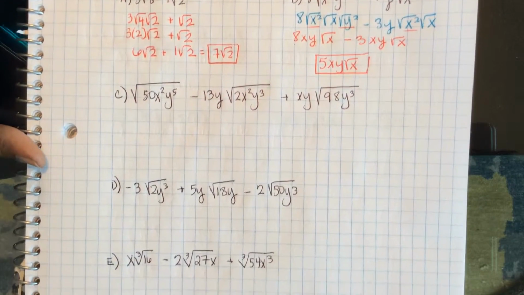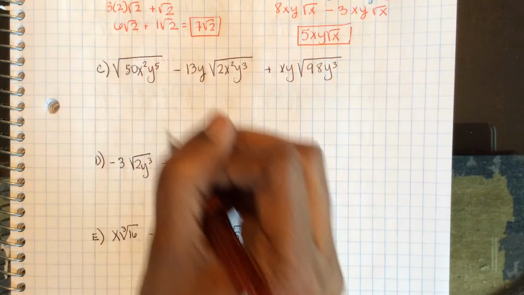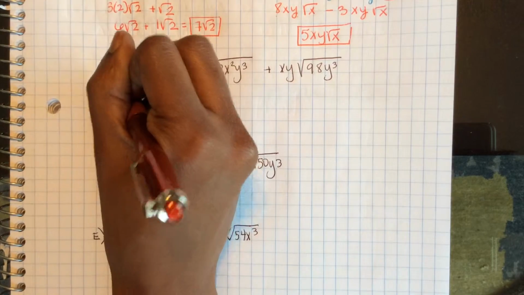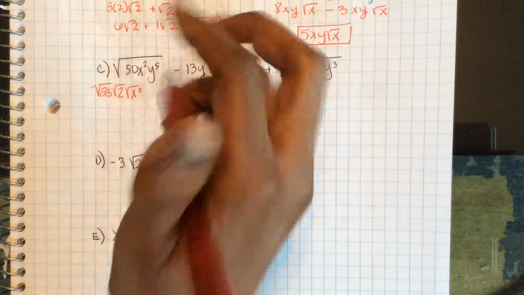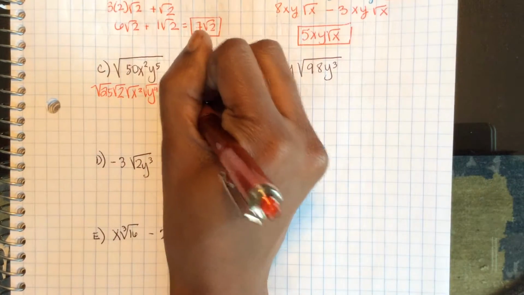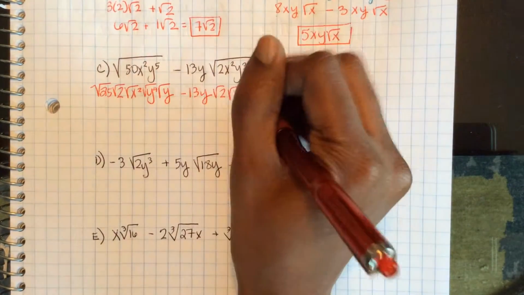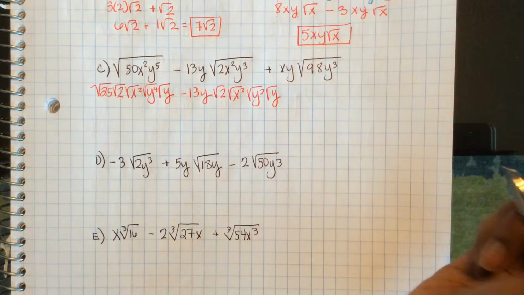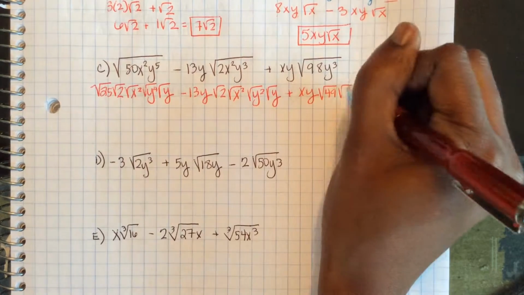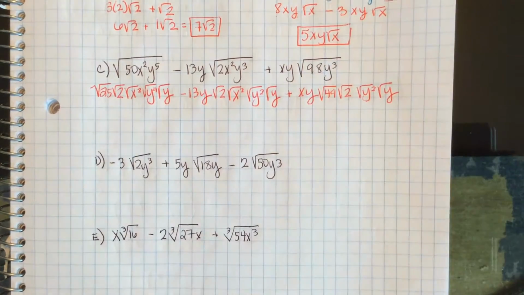Okay. C, D, and E, we're going to get a little bit more elaborate. So let's do C. So square root of 50, let me break that down. That is square root of 25 times square root of 2, square root of x squared. Let's see, y to the 5th, I can factor out a y to the 4th times y. So let's see, minus 13y, square root of 2, square root of x squared. Y cubed, I can factor out a y squared times y. Plus xy, let's see, 98, that is 49 times 2. And then from y cubed, I can factor out a y squared times y.